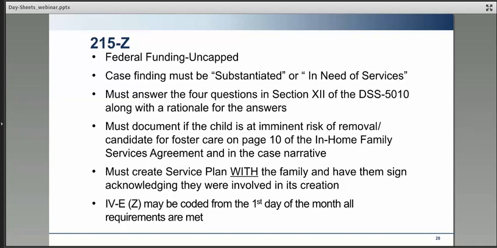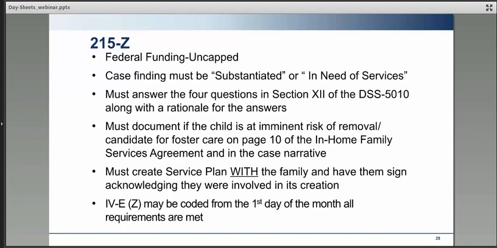Now, there are several requirements that must be in place before you are able to code 4E or code Z. The first is the case finding from the 210 case must be substantiated or in need of services. Now, you may be laughing to yourself a little bit saying, well, of course, that's a given. We can't move a case into 215 without a finding of substantiation or in need of services, depending on what track it's in. However, unfortunately, we've discovered during some of our audits where there have been cases moved into 215 with a case finding other than substantiation or need of services.